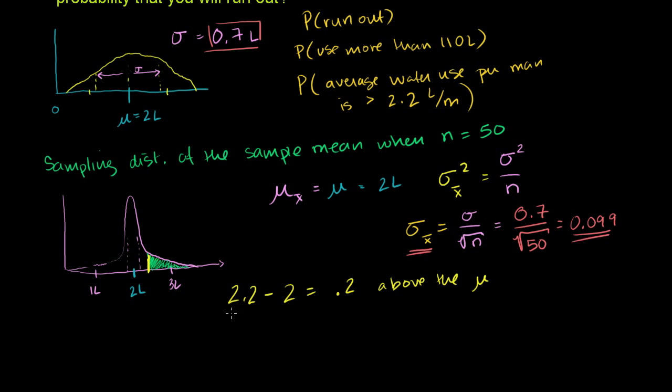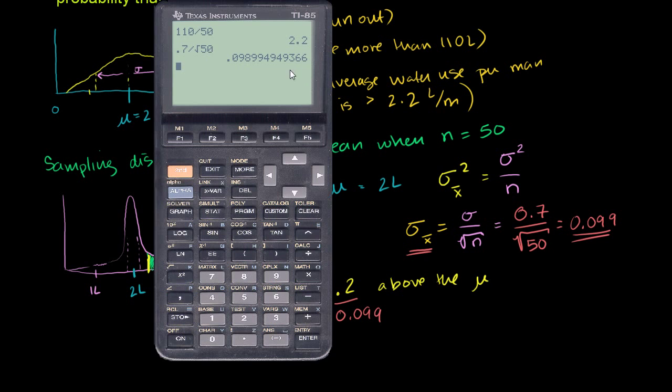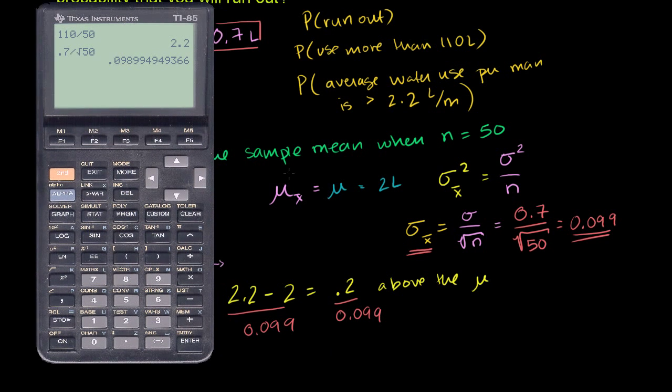So you just take this number right over here, divided by the standard deviation, 0.099. Let's get our calculator. Actually, we had the exact number over here, so we could just take 0.2 divided by this value. On this calculator, when I press second answer, it just means the last answer. So I'm taking 0.2 divided by this value, and I get 2.020.